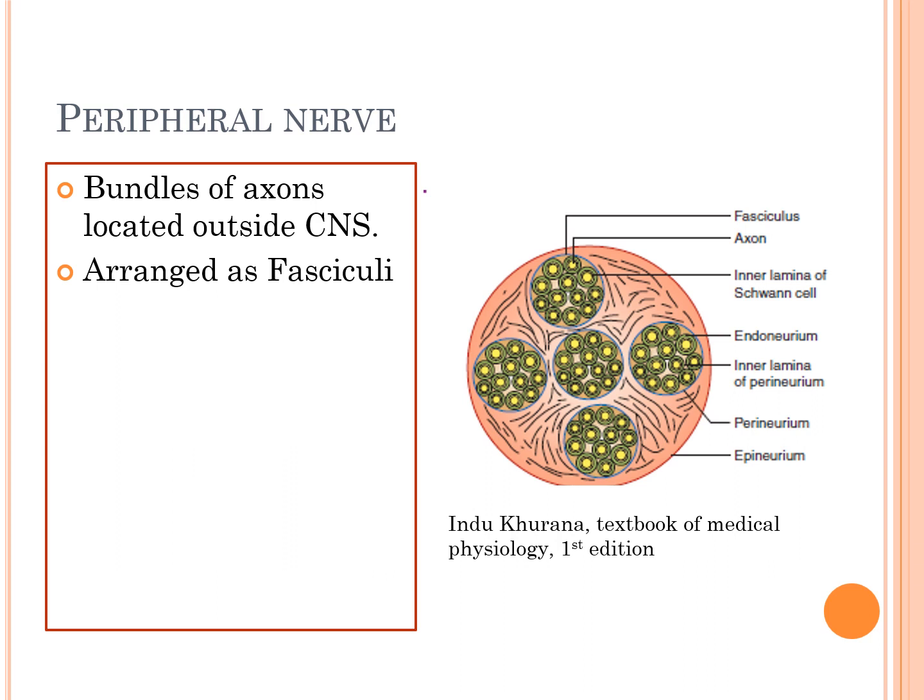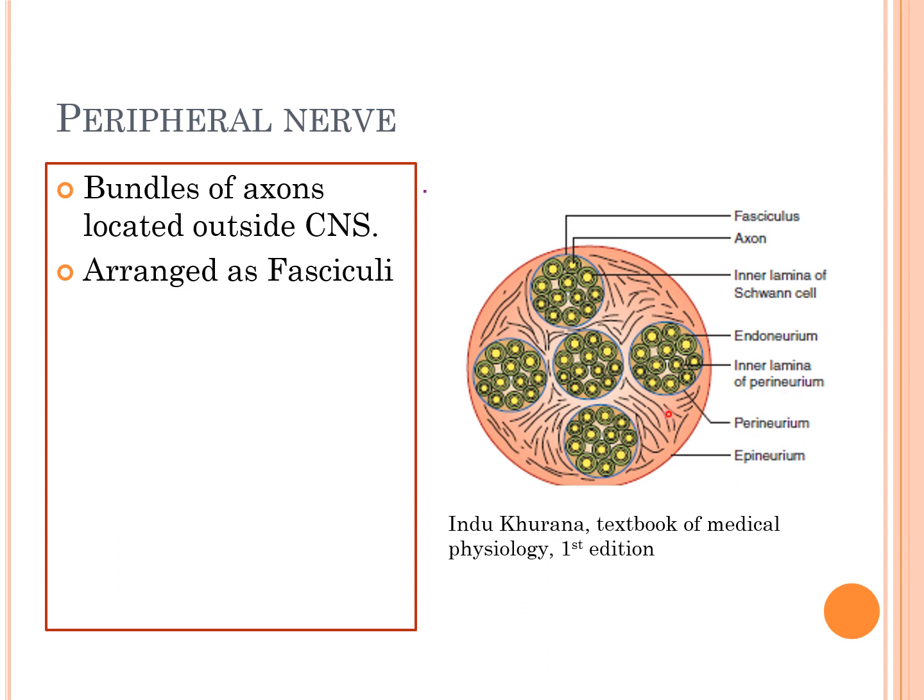So there are two terms which we must remember. Already I told you the two important terms, which are nucleus and ganglion. Nucleus is nothing but the collection of cell bodies within the central nervous system, and ganglion is the collection of cell bodies outside the central nervous system. And here we should know the collection of axons together forms a nerve outside the central nervous system. The collection of axons outside the central nervous system is termed a nerve, whereas the collection of axons within the central nervous system is called tracts. And these nerves are arranged as fasciculi.